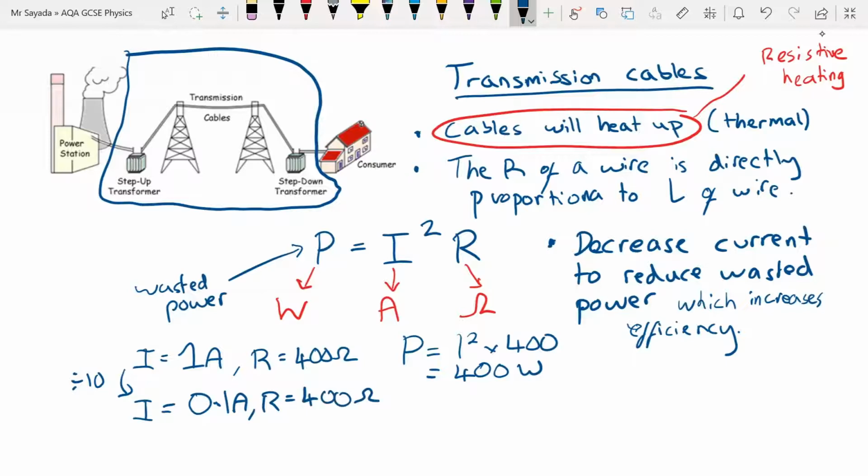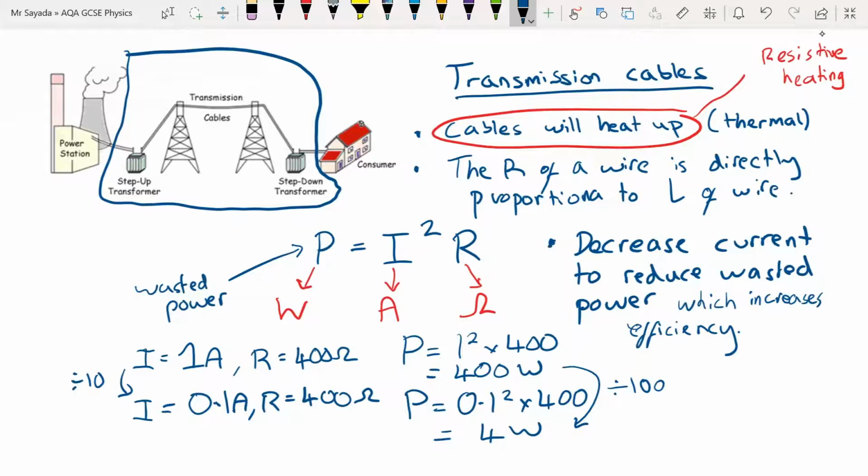I'd like you to work out the power wasted in the cables now. Pause the video while you do that, press play once you're ready. So you should have found that the power is 0.1 squared times 400, which is actually 4 watts. What has the power divided by? Say your answer to the video now. The power has divided by 100. So by dividing our current by 10, we can reduce our wasted power by a factor of 100. We can divide our wasted power by 100. So it's really, really powerful to reduce the current.